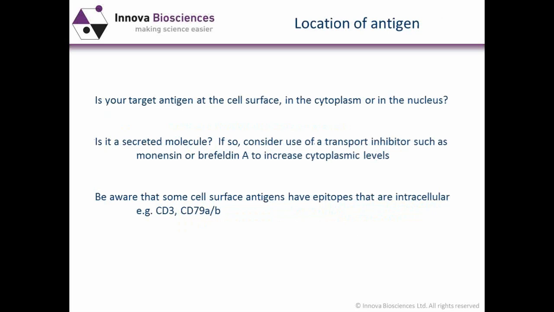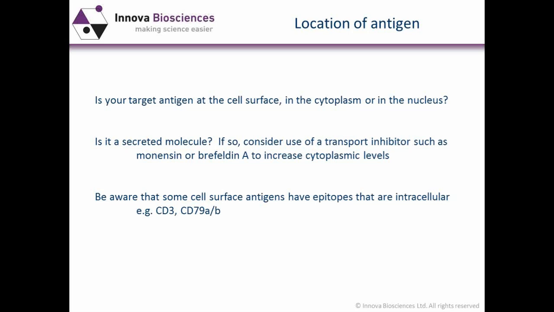Once you've got your cell preparation, you need to consider the location of the antigen on the cells. Put simply, is it at the cell surface, in the cytoplasm, or perhaps in the nucleus? If it's from within the cell, one thing to consider is whether or not it's a secreted molecule. The key example here would be cytokines, which are generally measured as in the cytoplasm of cells, but of course they're always being released by the cells on an active basis.